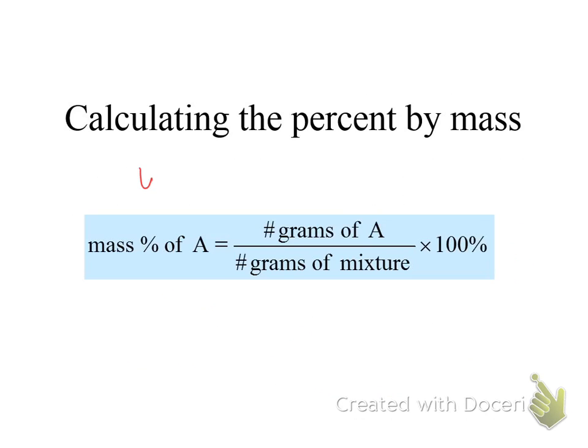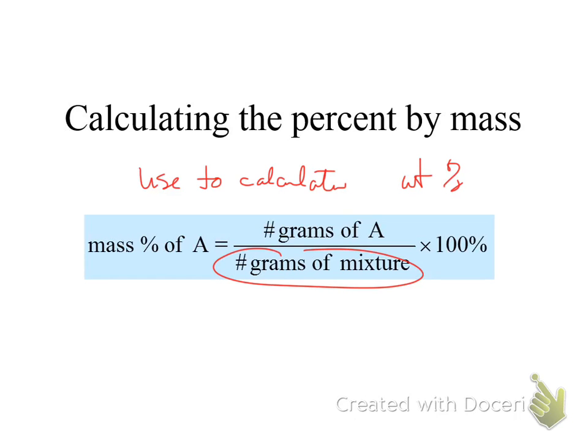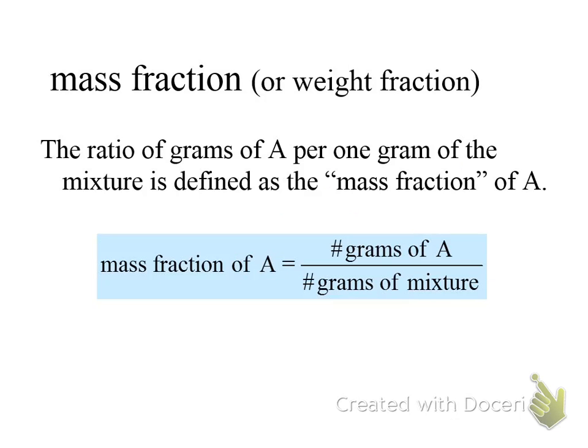Okay, so use this to calculate weight percents. Basically, you'll have a mixture, you'll get the mass of the mixture. One way or the other, you'll get the mass of the component. You divide the mass of the component by the total mass, and to get parts per 100, you have to multiply by 100%. And that's it. That's your weight percent or mass percent of your component of interest.